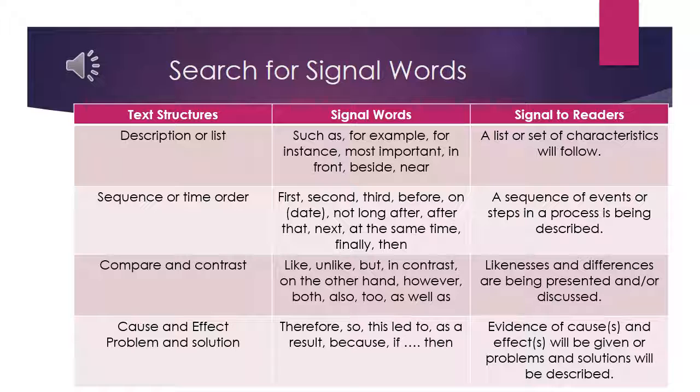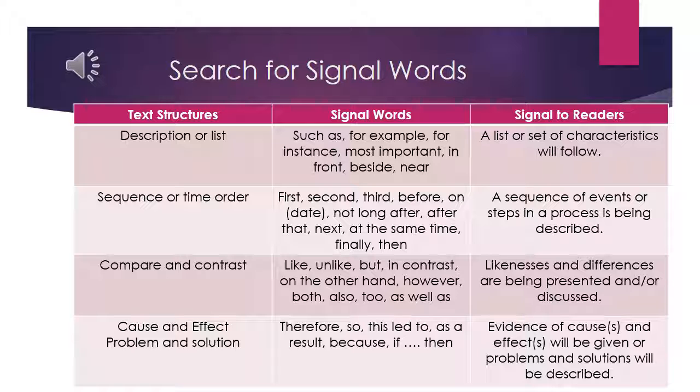Compare and contrast. You'll see these signal words that jump out at you to make you see that, oh, okay, this is compare and contrast: like, unlike, but, in contrast, on the other hand, however, both, also, too, as well as, because we're comparing when we say as well as. Either the likenesses or the differences are being presented or discussed. So that's compare and contrast as a text structure.